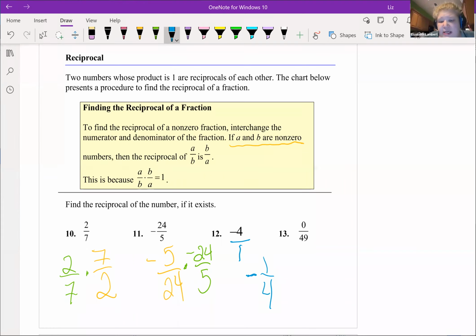And then 0 over 49 is just 0. But the reciprocal of that, 49 over 0, is not a real number. So there is no reciprocal, or no reciprocal exists. Let's just type that.